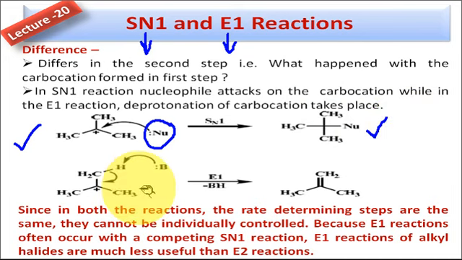While if in the second step a proton is eliminated with the help of a base, that means a double bond forms in the parent compound and an alkene results. So if the carbocation undergoes addition of the nucleophile, it results in the SN1 reaction, and if the carbocation undergoes deprotonation, then it is the E1 reaction.